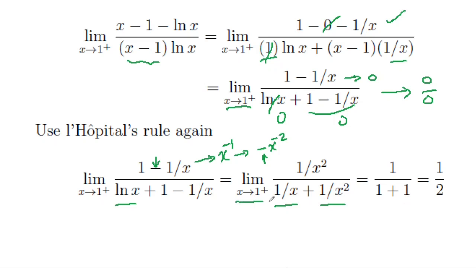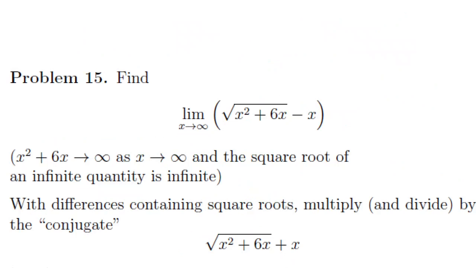Now, if I put x equal to 1, I get 1 over 1 squared, which is 1, and down below 1 plus 1, so we get the answer to the problem, 1/2.